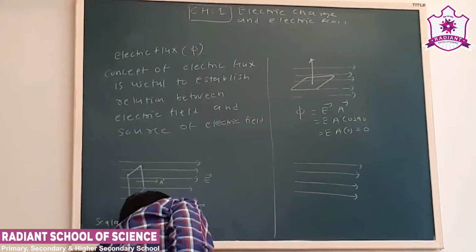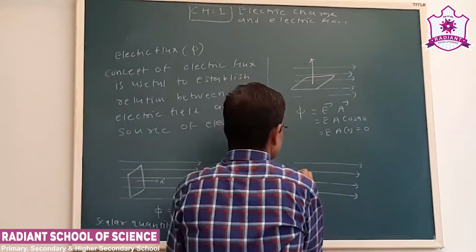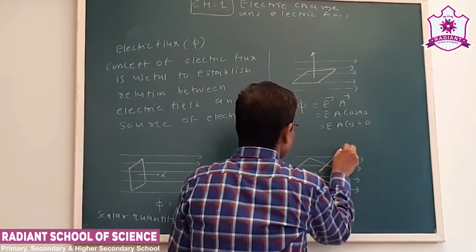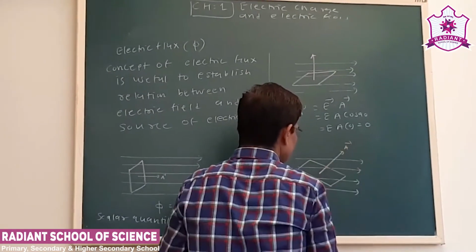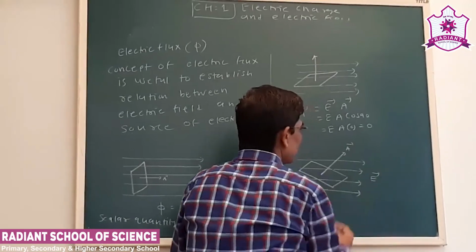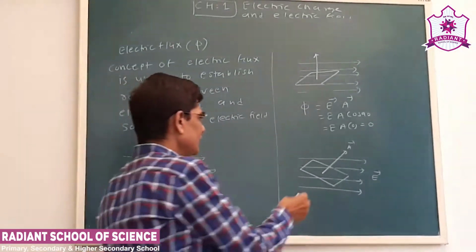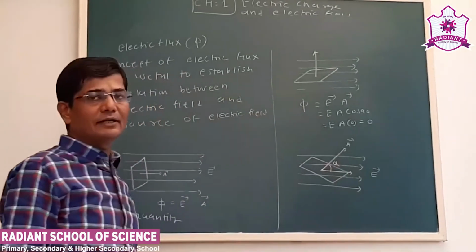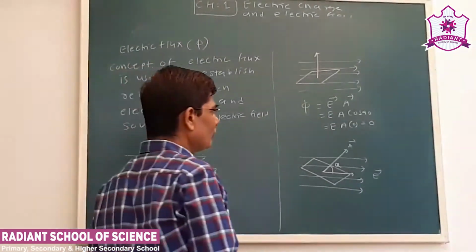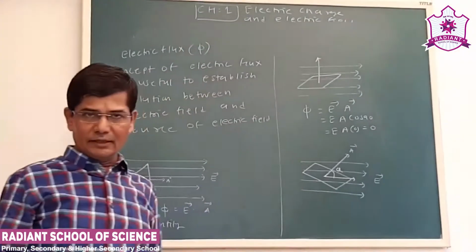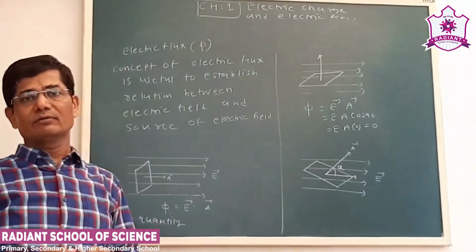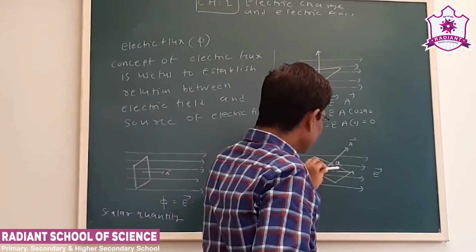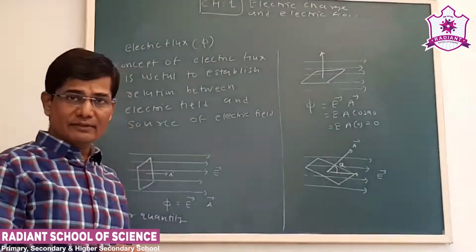Now suppose the surface is oblique. Now see, the area vector will be like this, and this is the electric field E. Now what is the component? See, let us say the angle is theta. So what is the component of a vector? See, in the 11th standard we studied that the component of any vector is the product of the magnitude of the vector and the cosine of the angle made with the given direction.